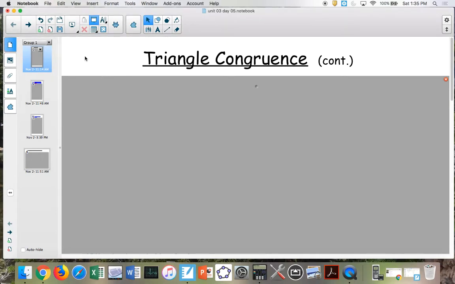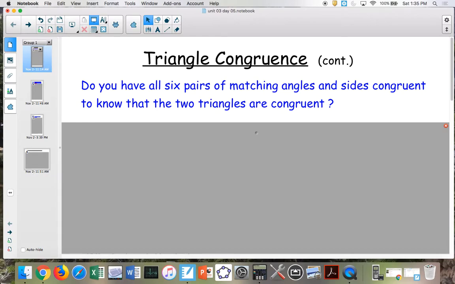So today we want to continue with triangle congruence. We understand what it means now for two triangles to be congruent. All 6 of the corresponding pairs of parts have to be congruent. We have 3 pairs of angles and 3 pairs of sides. Well, my question is, do you have to have all 6 of those pairs congruent to know that these two triangles are congruent?